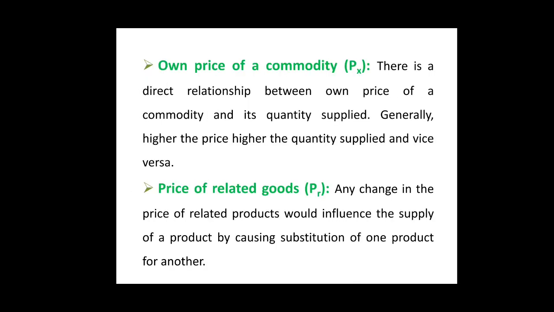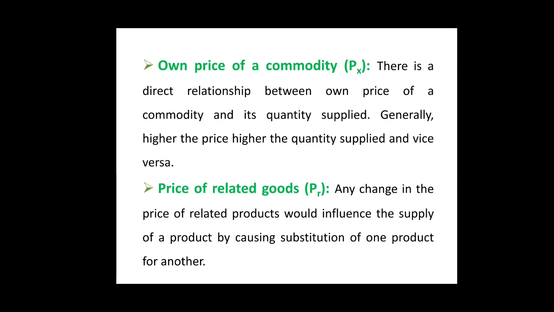Let's first come to the first factor, which is own price of a commodity. Students, the most important factor that influences the supply of a commodity is its own price. And the relationship between supply of a commodity and its own price is a direct one. That is the positive relation, which is if the price of a product increases, then the supply will increase, and if the price of a product decreases, the supply will decrease. And economists refer to the phenomenon that quantity supplied increases as price increases and decreases as price decreases as the law of supply.